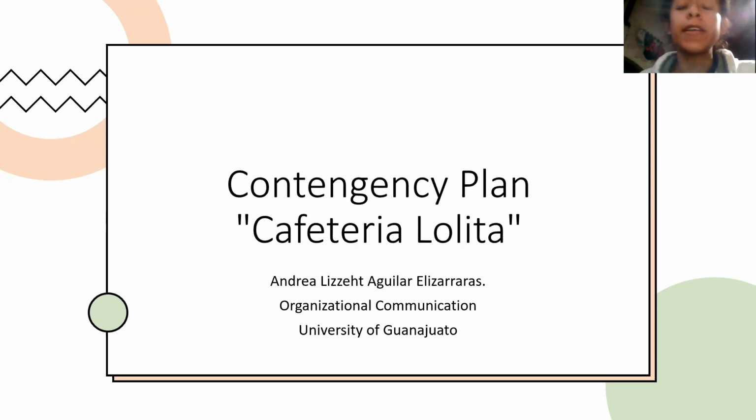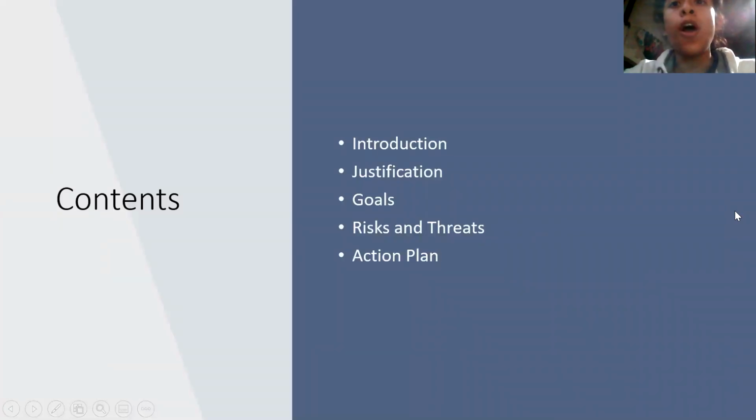Today I will share my experience in carrying out the contingency plan at the Lolita Cafeteria located in the main garden of Valle Santiago. The content of the contingency plan is divided into introduction, justification, objectives, risks and threats, and finally, the action plan.